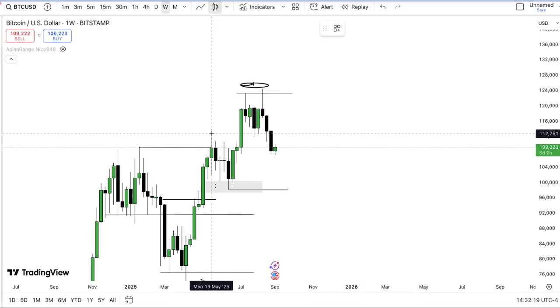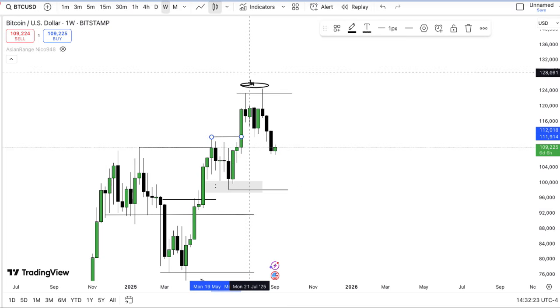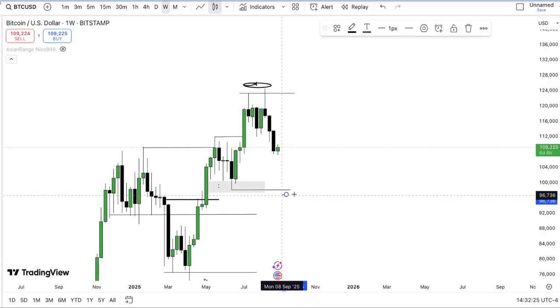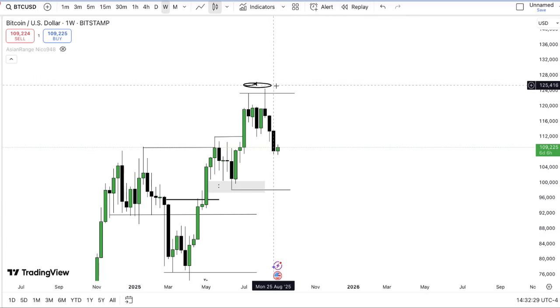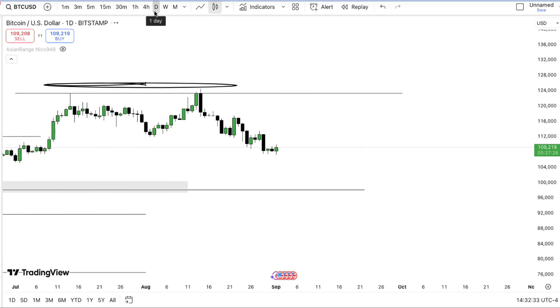So now I have right here a tiny small break of structure. This is the low, this is the high, and now this low right here is a key level. This is a key level here now, and another level is a key level. So this is the structure we should be working with now. Range high and range low.